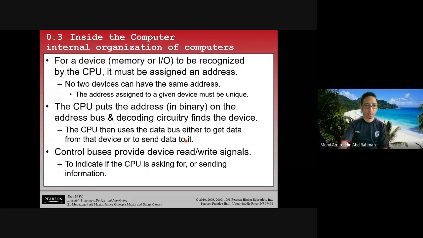And then the control bus provides the device read or write signal. This is to indicate if the CPU is asking for information or sending information. So you have the data, but that needs to be controlled, whether it is to be written or to be read. So that's the function of the control bus.